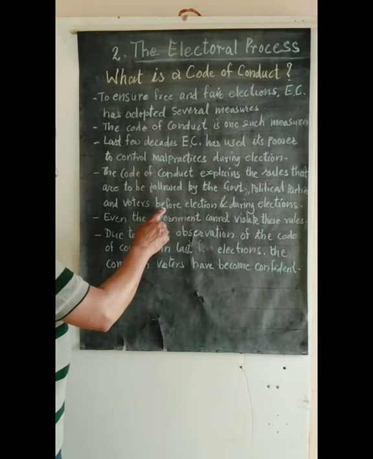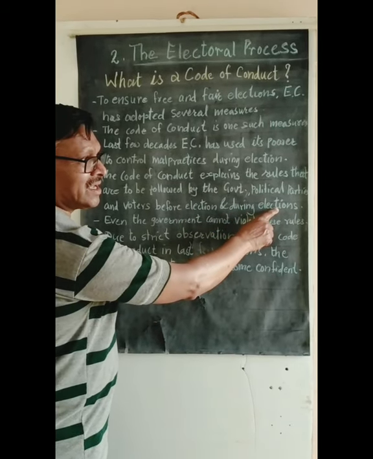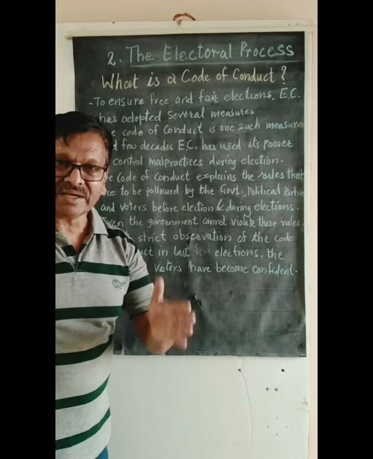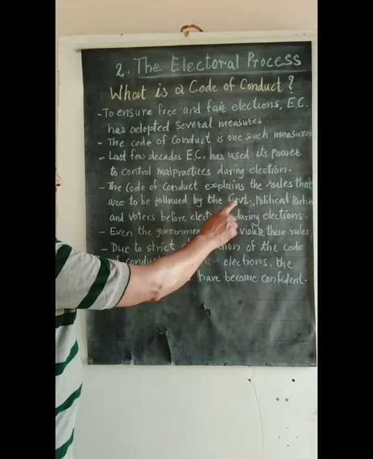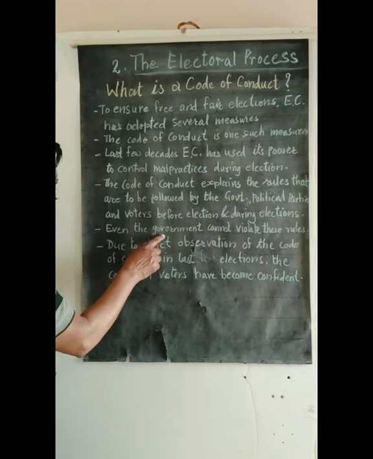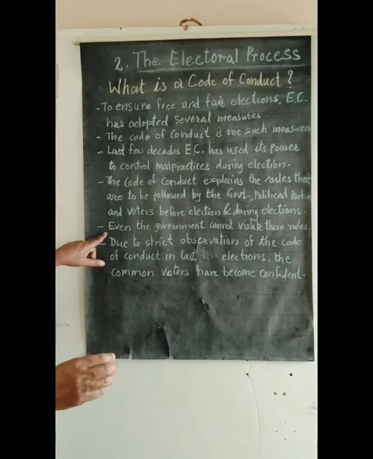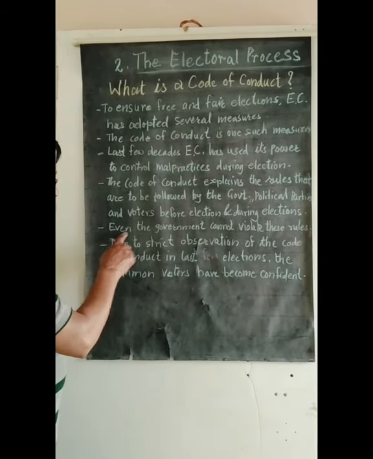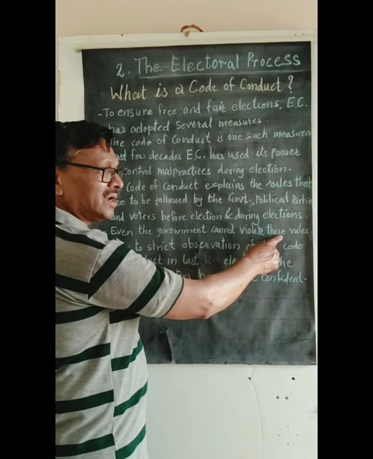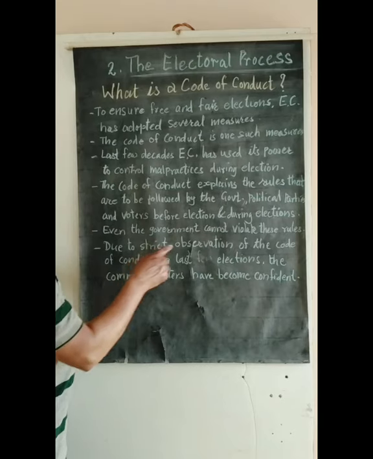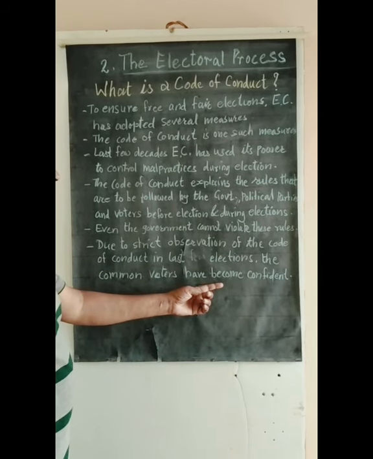And when do they have to be followed? Before the election, once the date is announced, from that time onwards, during the election, and till the candidates are announced as elected candidates, the code of conduct remains, and we have to follow it: the government, political parties, and the voters. Even the government cannot violate these rules. So, my dear students, those students we saw in the picture were confused about who is in higher authority. Here the answer is that even the government cannot violate these rules, which means during the election the election commission is in authority. They have the higher powers. Due to strict observation of the code of conduct, in the last few elections, the common voters have become confident.